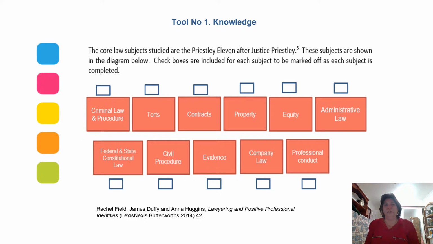Tool number 1, knowledge. I compared what was being studied in the United States against Australia's core law subjects. In Australia, we study the Priestley 11, after Justice Priestley. These subjects are shown in the diagram below, and check boxes are included for each subject to be marked off as they are completed.